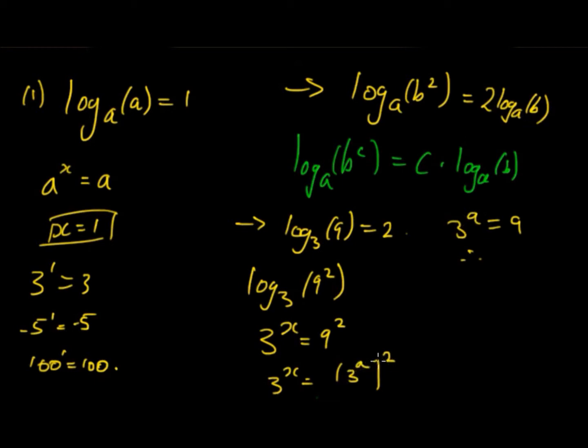Now if you remember the index laws, 3 to the a to the power of 2 is equal to 3 to the 2a. So you've multiplied it together. So now x is going to equal 2a. So a before was equal to log 3, 9. So now if we want to know log 3, 9 squared, it's equal to 2 times log 3, 9. Then you can make 2 into a general c, and you can see how all the different powers, no matter what value they are, you can apply this as well.